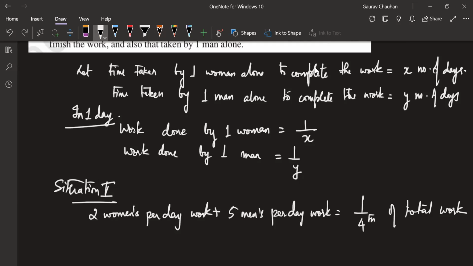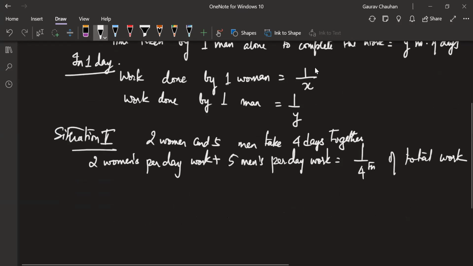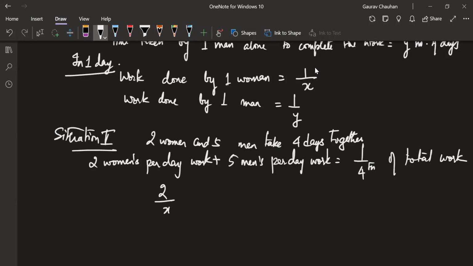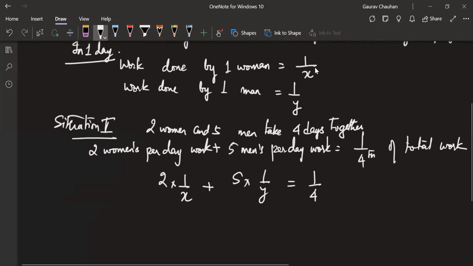Where is this coming from? Because 2 women and 5 men take 4 days together. So from this I'm getting 2. So 2 women are doing 1 day some work, whatever that is. What is that? 2 by x or 2 into 1 by x. Let's write like that so that it's clearer. And 5 men are doing some work. That's 5 into 1 by y is equal to 1/4 of total work. That's my one equation. Situation 2.